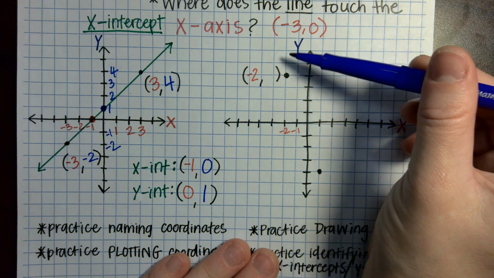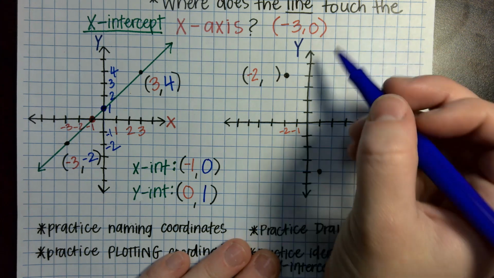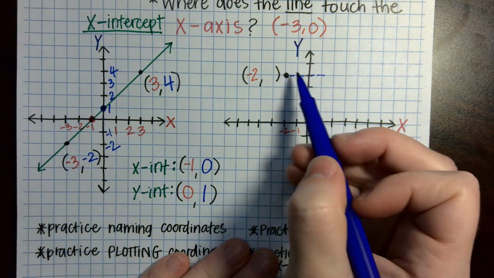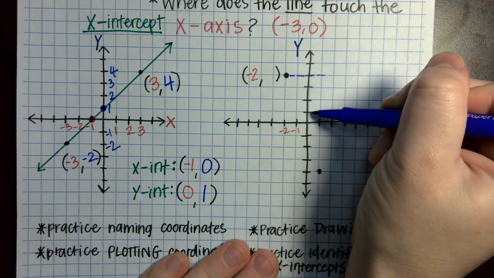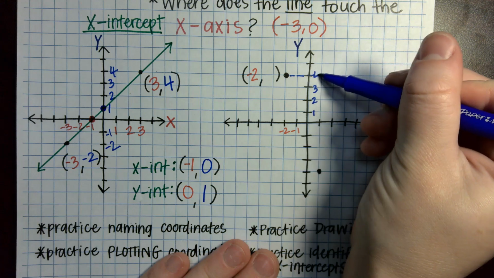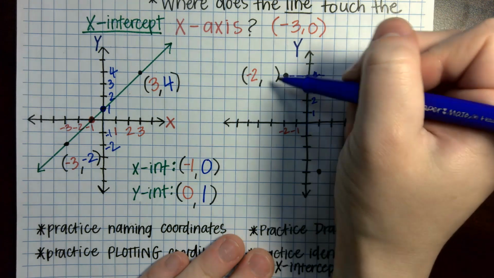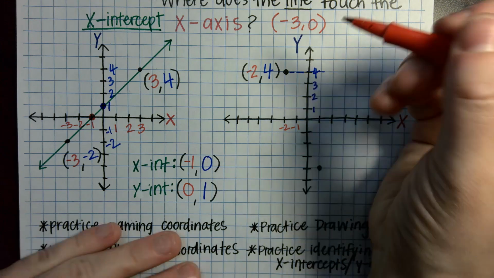This point right here. Yeah, here, I'll draw the line. You can see that it goes through right here on the y-axis. So I would count 1, 2, 3, 4. So what's my y value? 4. Positive 4. Very good. So that first point we found is -2, +4.